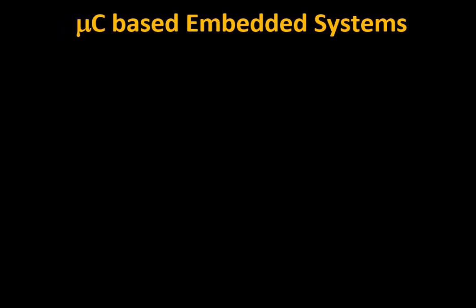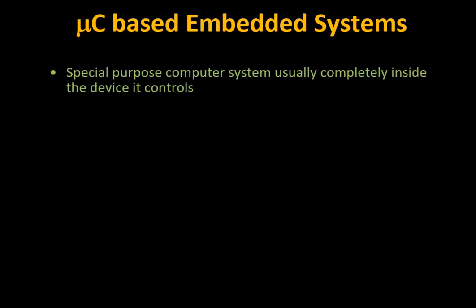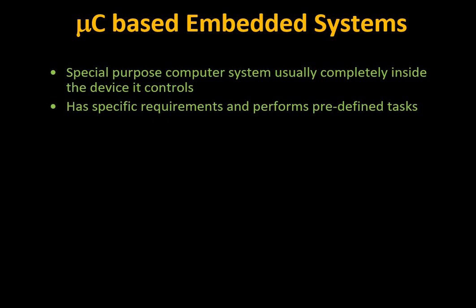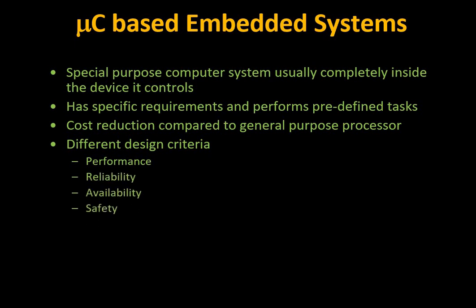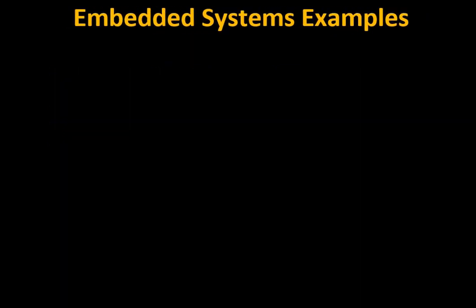Now, what is a microcontroller based embedded system? It is a special purpose computer system that is usually completely inside the device it controls, has specific requirements and performs a predefined task. It automatically brings cost reduction compared to a general purpose processor, right, and has different design criteria, with the help of which we get enhancement, reliability, availability and safety.